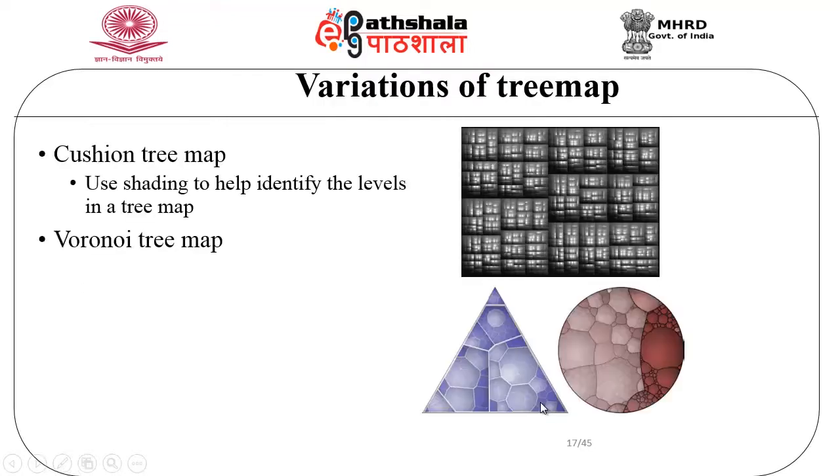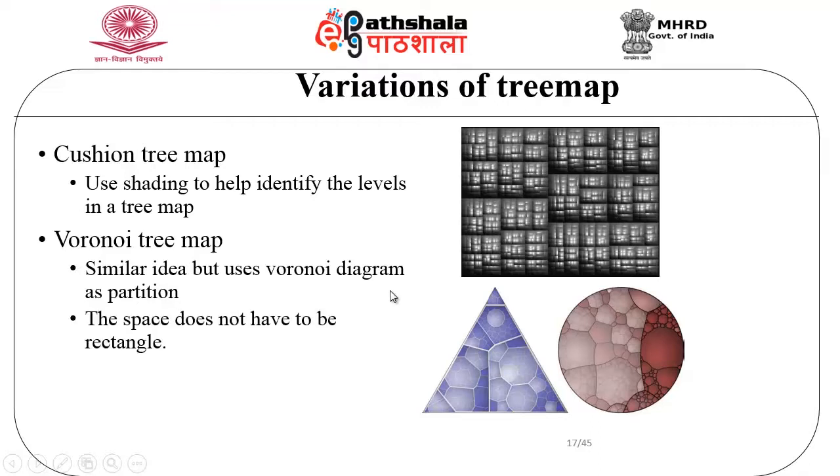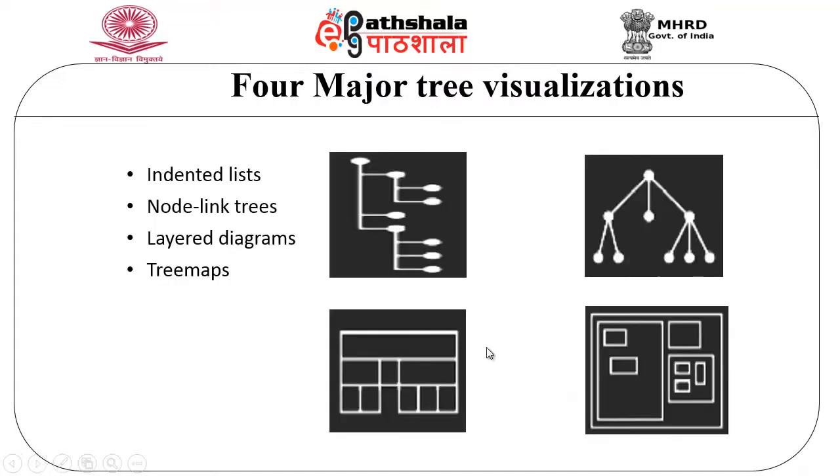Next is the tree map. There are various variations of tree map. One is a cushion tree map, which uses shading to identify the levels in a tree map. This is a tree map diagram. Later on we will come to know what a tree map is. Then there are Voronoi tree maps, which are a similar idea but use a Voronoi diagram as partitions. The space does not have to be rectangular in the case of Voronoi tree maps, because usually in a tree map the space is represented as a rectangular space, whereas in Voronoi tree maps the space is not represented as a rectangular space.